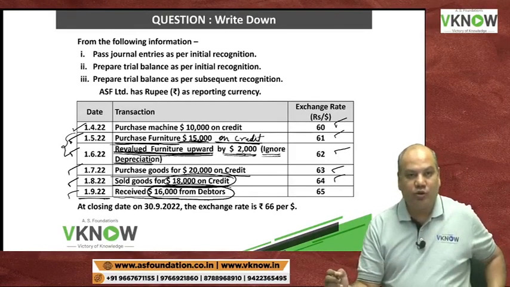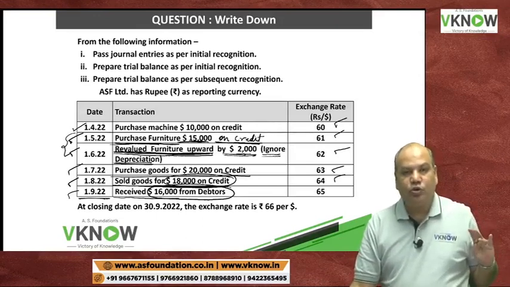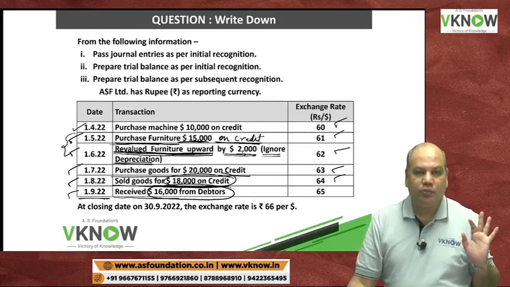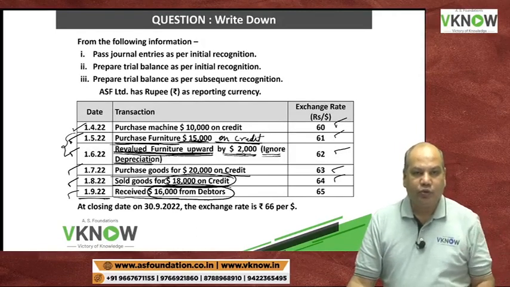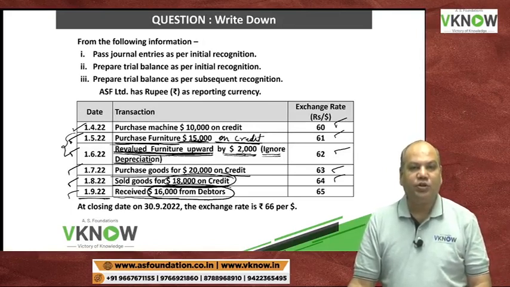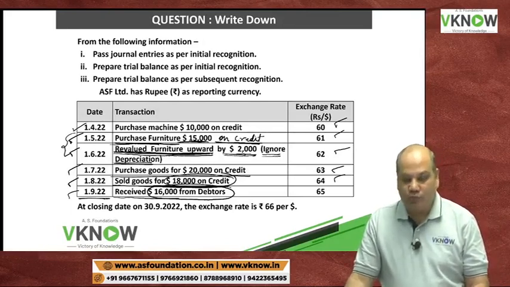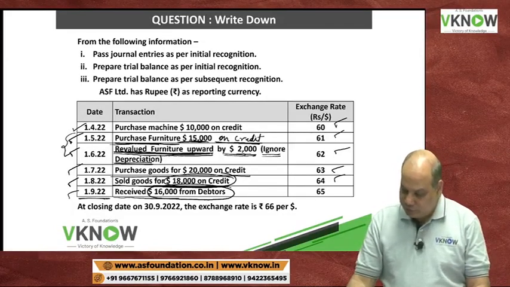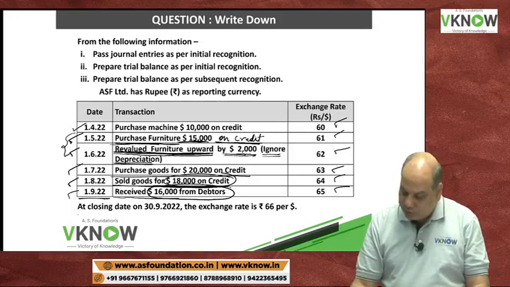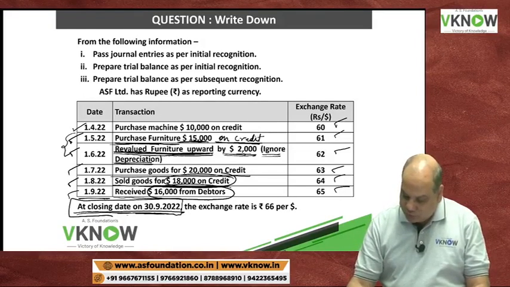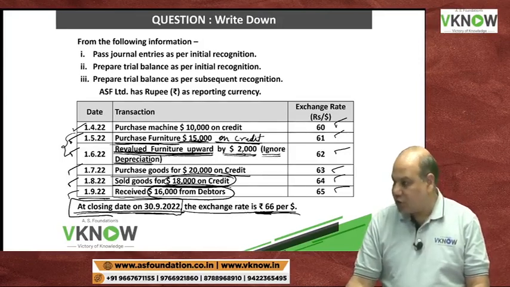So in this question, we have monetary items also, non-monetary items also, revaluation of non-monetary asset also. Is it right? And we have part collection also from a debtor. So whatever kind of adjustment they can ask you, we have incorporated. 65, and then write down at closing date on 30th September. Suppose this is your closing date. The exchange rate is rupees 66 per dollar.